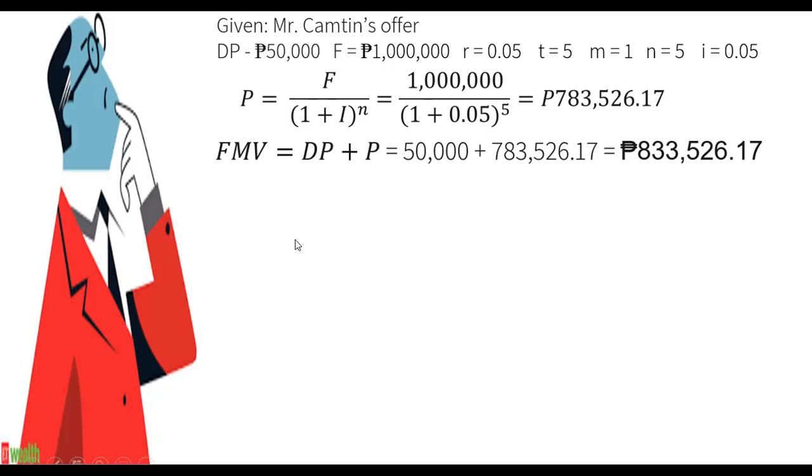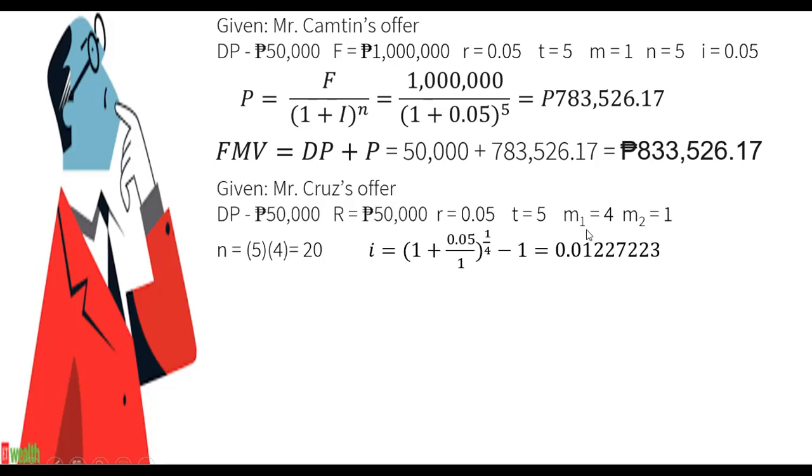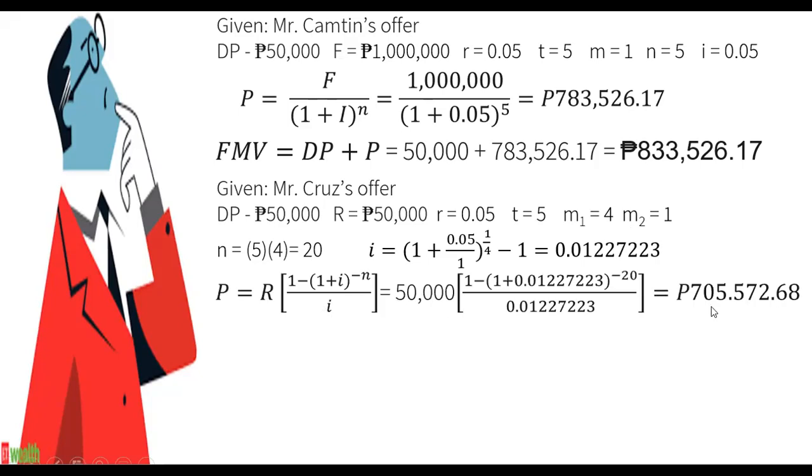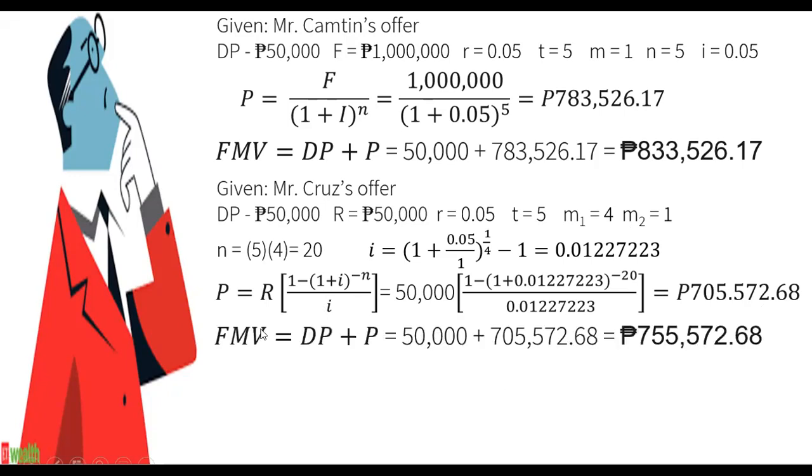Pero dun sa kay Mr. Cruz na offer, ito yung lalabas dyan. Yung time natin is 5 and then since quarterly, siya naging 1. Every year, ano po, yan. So, kinompute natin, ito po siya. So, computing for the P, ito yung gagamitin natin. So, lumabas that the present value is 705,000, maliit. Okay, tingnan natin yung magiging future value. So, the down payment na 50,000, tapos yung present value niya na 705,000.